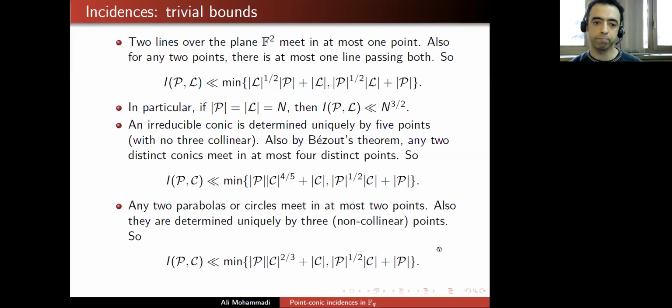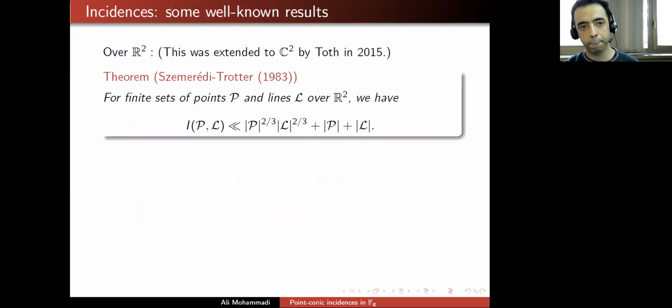And also over the reals, you can actually use these very basic facts. There are strong lemmas where you can use this type of information about sets of curves and points to get really strong bounds. But you don't have anything like that over finite fields. So what is known for incidences? Over the real plane, Szemerédi and Trotter in 1983 proved P to the 2/3 and L to the 2/3. And this was extended to C2 by Tóth in 2015.